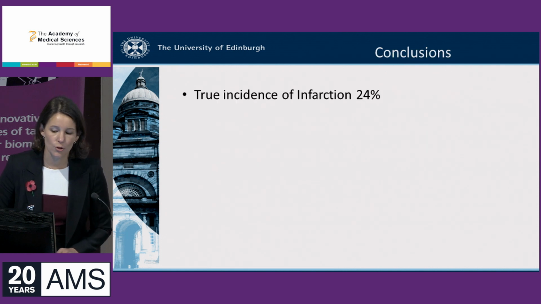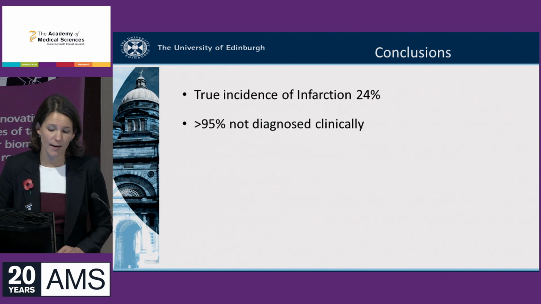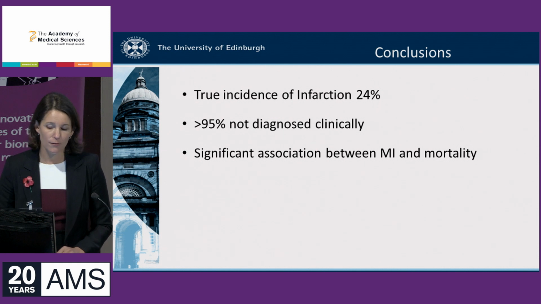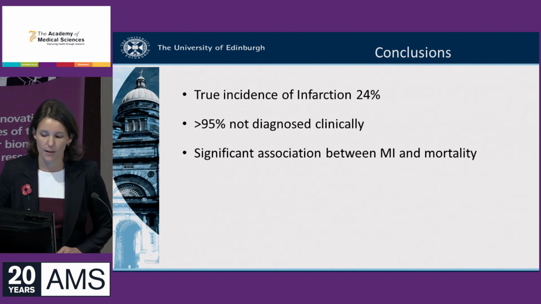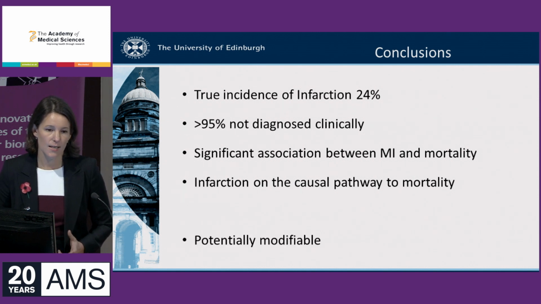So we found that the true incidence of infarction in critically ill patients with coexisting cardiovascular disease was 24%, and that over 95% of these were not diagnosed clinically. There was a significant association between myocardial infarction and mortality, and that infarction may be on the causal pathway to mortality, suggesting that efforts to modify infarction may be able to modify mortality.